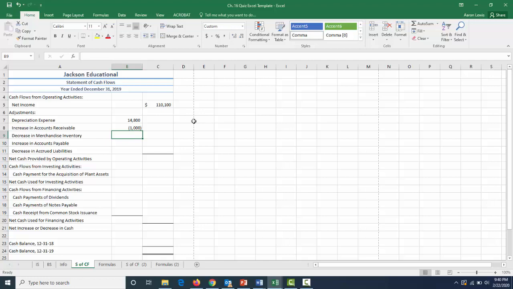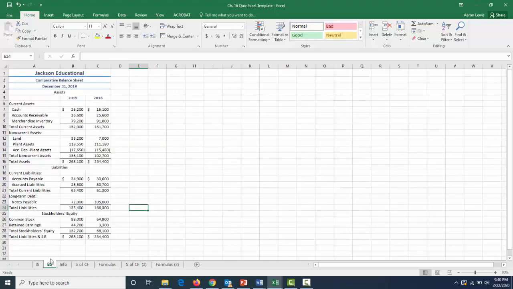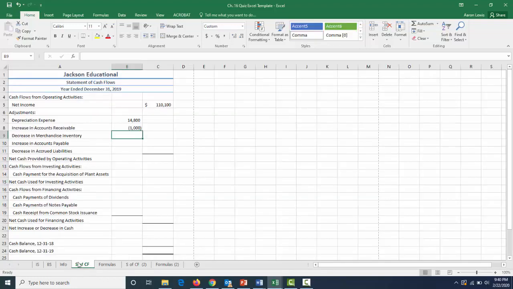Next, we have a decrease in merchandise inventory that happened, and we see that on the balance sheet. It went from 91,000 all the way down to 79,200. So let's grab that difference on our statement of cash flows.